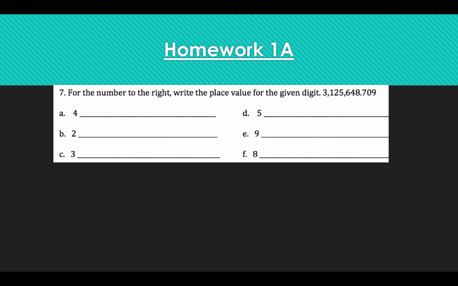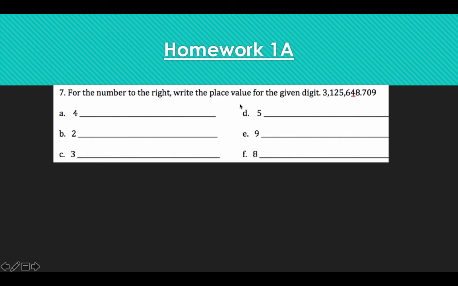All right, let's look at the last problem that you have on this paper. It says for the number to the right, write the place value for the given digit. So this time we're going to write the name of the place value in the blanks for the number that's listed here. Just look at these and make sure you understand. There go A, B, C, D, E, F. And then when you do this on Schoology, you're actually going to drag the place value name next to the number. So just make sure you have those written down.